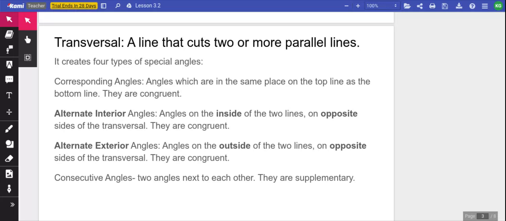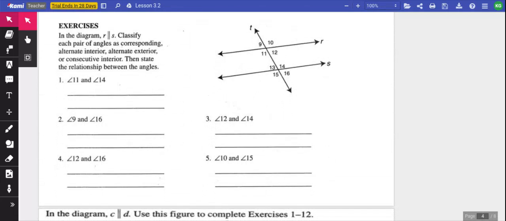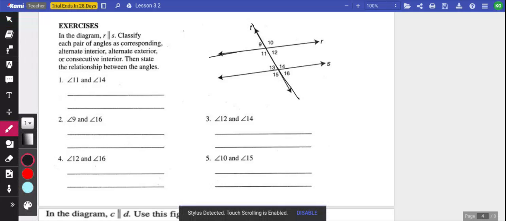So we have a transversal, which is a line that cuts two or more parallel lines. And when it does that, it creates four types of special angles: corresponding angles, alternate interior angles, alternate exterior angles, and consecutive angles. So in this diagram here, we have T being a transversal cutting through our S, which are parallel.